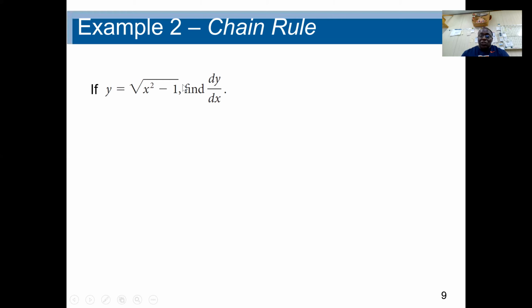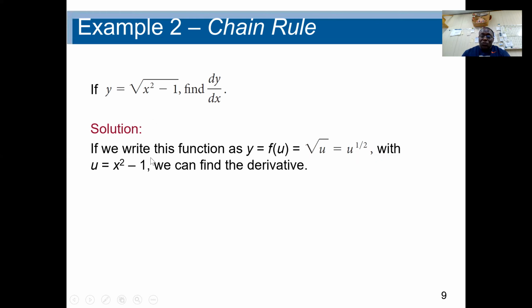This is the chain rule. Since this is a derivative and we can differentiate it, we also have to differentiate the inner part of it, which is x squared minus 1. So let's see, if we write this function as y equal to f of u, which is the same as the square root of u, and is the same as u raised to the power half, this is with respect to u equal to x squared minus 1.